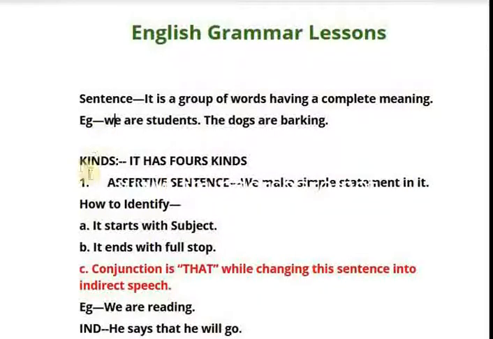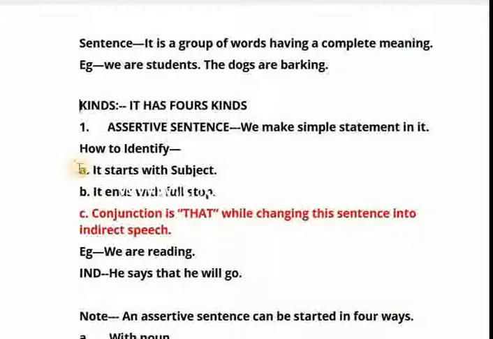Now let's move on to the kinds of sentences. We have four kinds of sentences in the English language. The first kind is the assertive sentence. We make a simple statement in this kind of sentence, but how will you be able to identify it? There are a few things which you need to keep in mind to identify an assertive sentence.